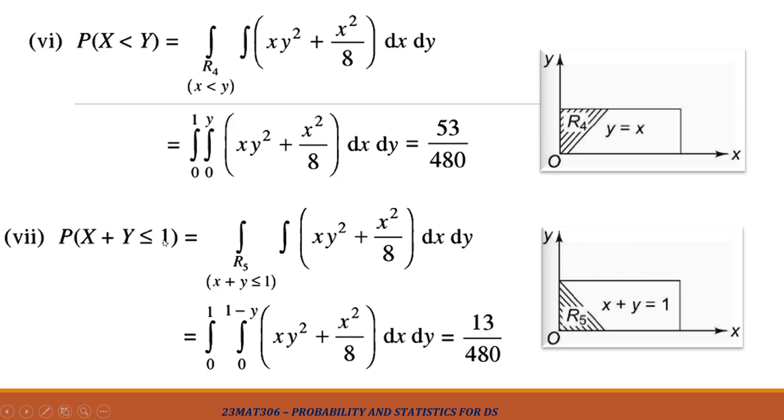And finally, x plus y less than or equal to 1 means in the limits we have to write either x or y in terms of the other. So we replace it as x less than or equal to 1 minus y. Substitute it for the x limits. So x varies from 0 to 1 minus y, and keep the y limits the same, 0 to 1. Finally solve the problem. We get the final answer 13 by 480.